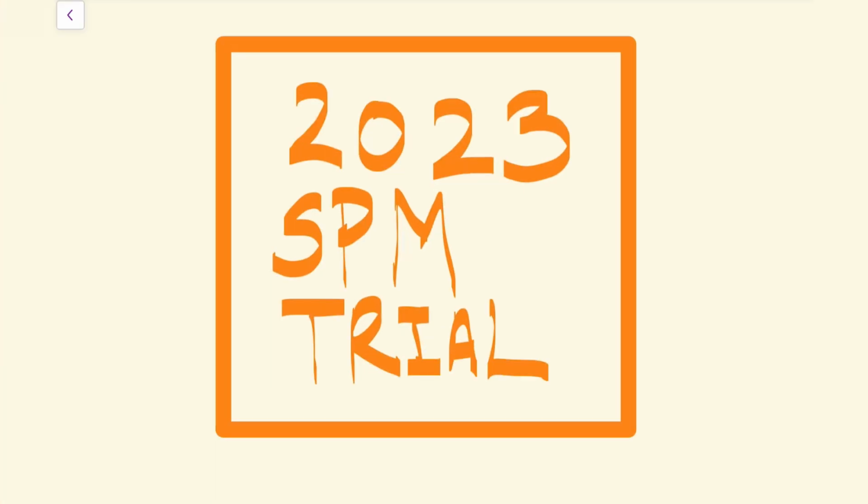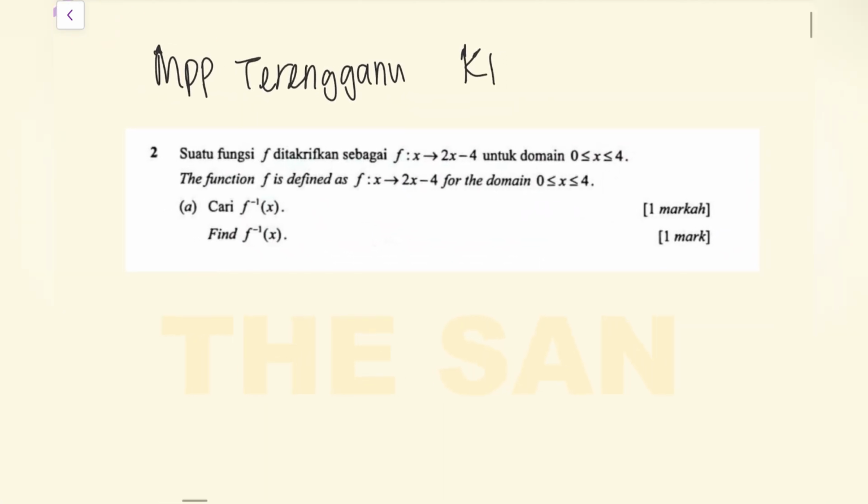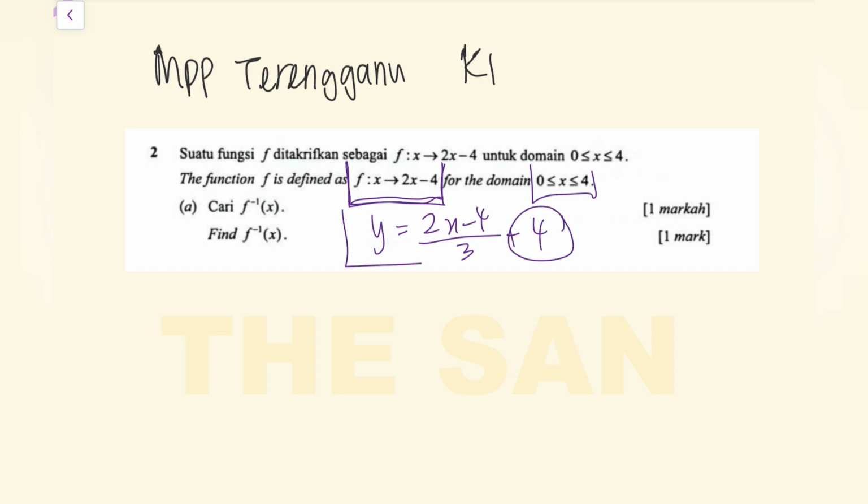Alright, so now we'll look into 2023 SPM trial questions. So in this video, we'll go through 6 questions. So the first question here, the function f is defined as f(x) = 2x - 4 for the domain 0 to 4. So whenever I see there's a function or an equation like this, I will always bracket it out. Why? Because sometimes I may leave out the 4 at the back. So that's why I strongly suggest you do a bracket like this so we won't make any careless mistake.